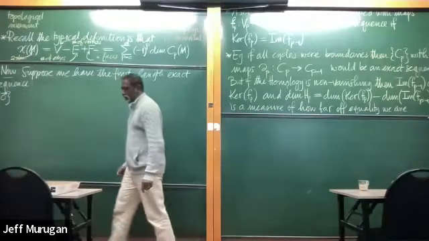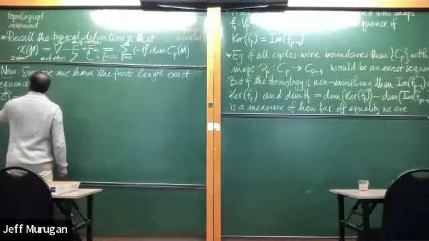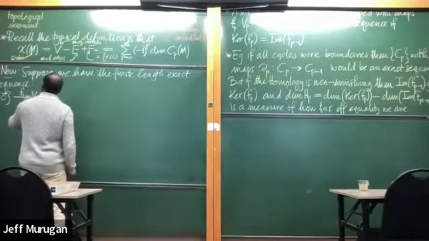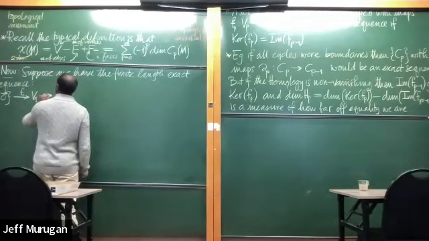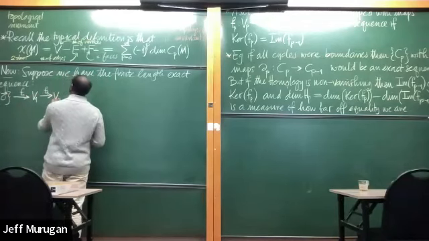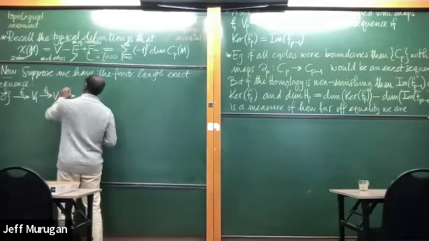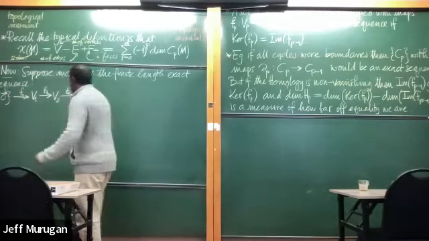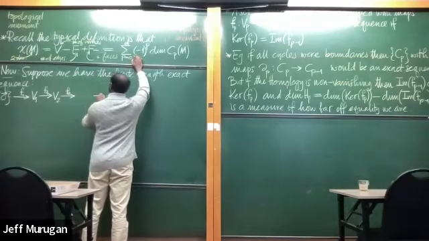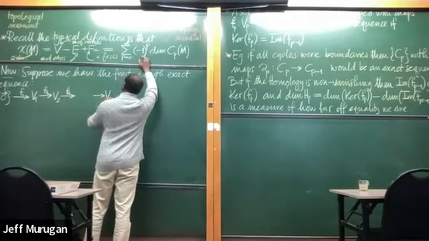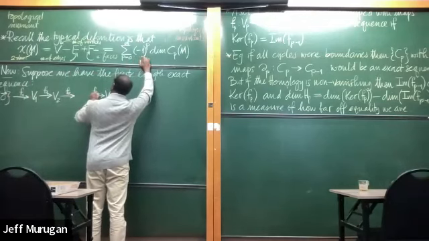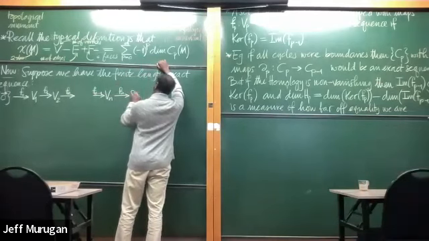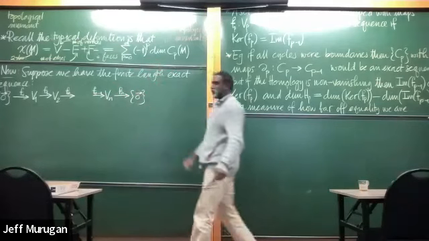Start with the 0 vector space, and F naught takes me to V1, F1 takes me to V2, F2 takes me to V3, etc. And this goes on to F_{n-1} to Vn, and then Fn takes me to 0.